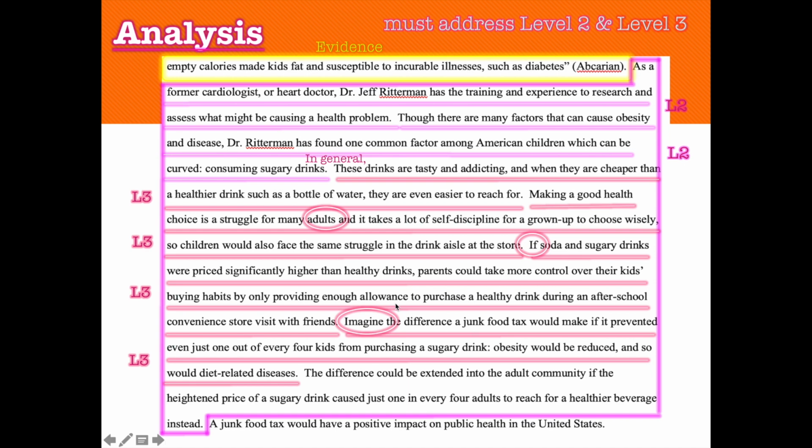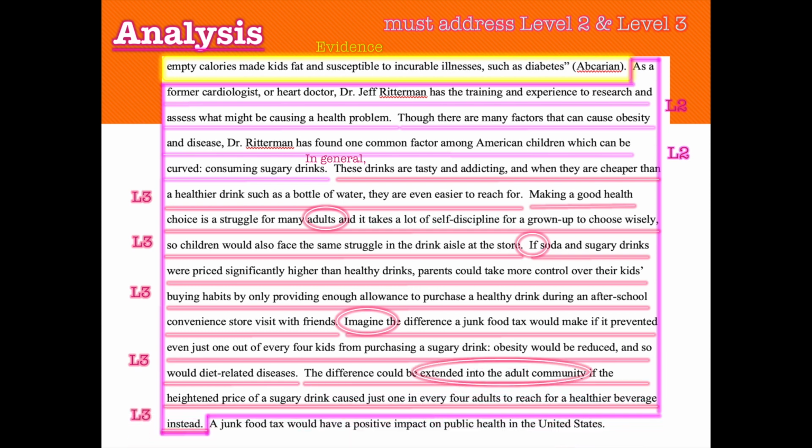You might already have a statement a lot like this in your analysis, and you might be hitting level 3. Here I'm talking about children. Children in a situation where they get to make a choice about drinks. Watch what I do in the next sentence. The difference could be extended into the adult community if the heightened price of a sugary drink caused just 1 in every 4 adults to reach for a healthier beverage instead.